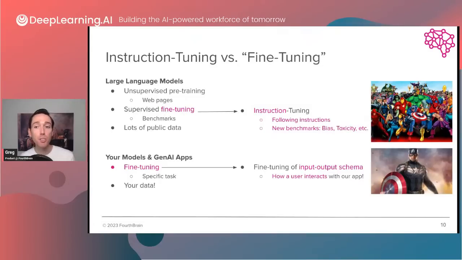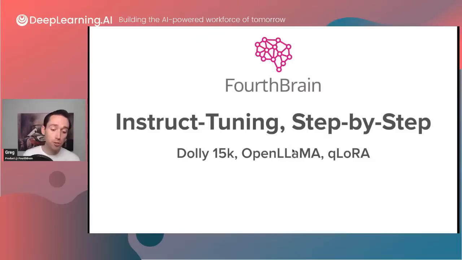So in short, instruction tuning enhances supervised fine tuning. It's really a subset of all possible fine tuning. It's focused on alignment with humans and it's concerned with following instructions. And then fine tuning that input output schema is all about dialing things in for a specific task. We will see both today. And first off, we're going to start with instruction tuning.